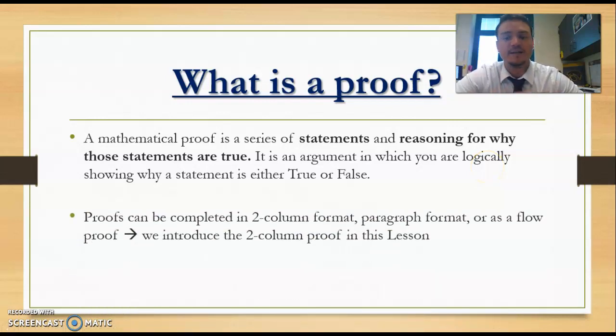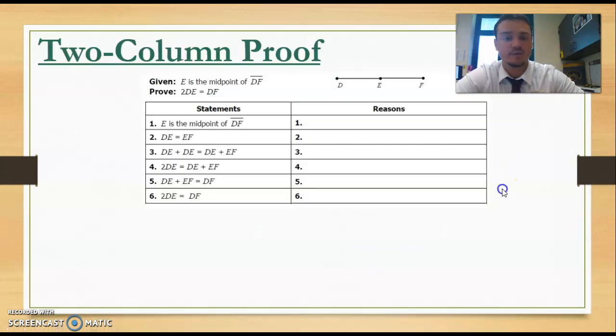Proofs can be completed in 2-column formats, paragraph format, and as a flow proof. We're not going to get into paragraph and flow proofs in this lesson, but we're just going to really talk about the 2-column proof. So a 2-column proof looks like this, where this is an example of a proof that we're going to solve later on in this video.